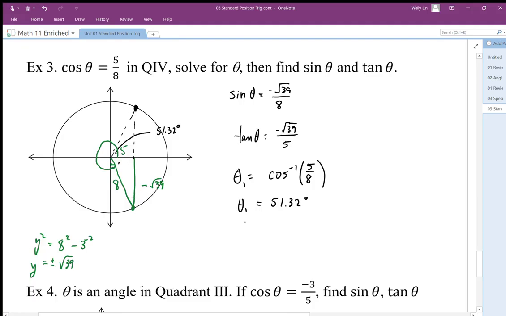So theta 2, okay, I can go negative 51 degrees. That might be the easiest one to do, negative 51.32 degrees. That's the right position. Or you can go 360 minus that and go 300 and what's that going to be?